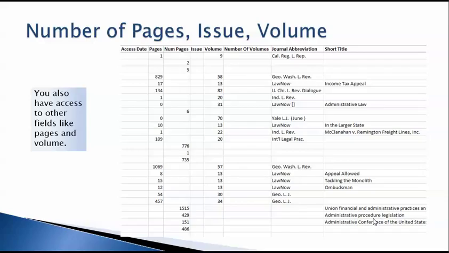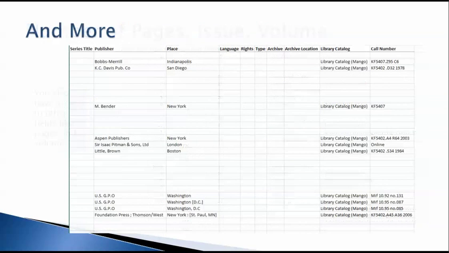Pages, number of pages, issue and volume number, journal abbreviation, and I looked these up in the Blue Book. I didn't find all of them, but the ones I found were in Blue Book format. And short title. There's publisher information, the place. We have the library catalog here. Some of these came from the library catalog, and it tells you where they came from, and the call number.